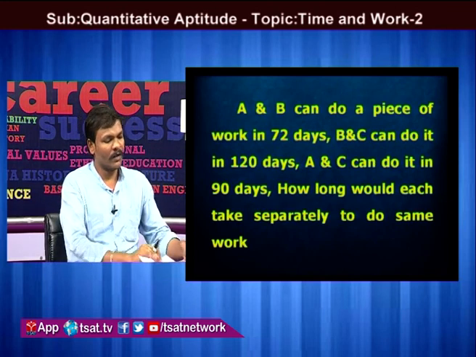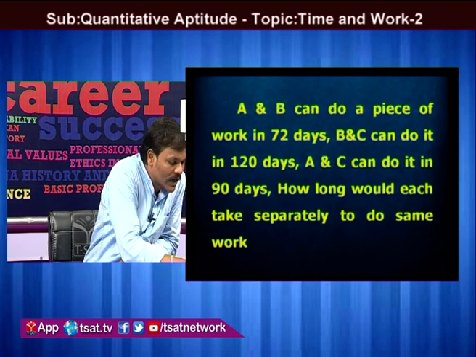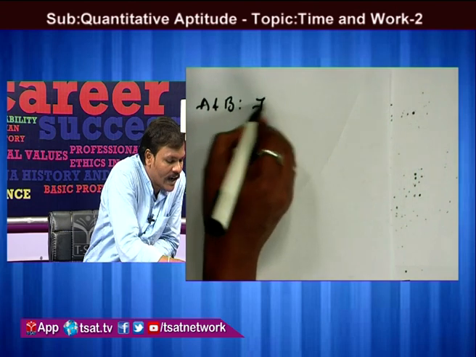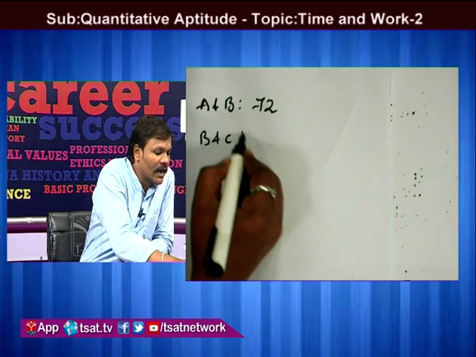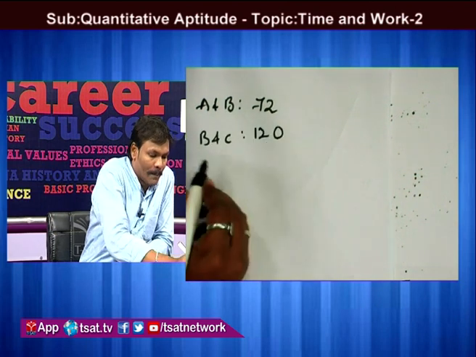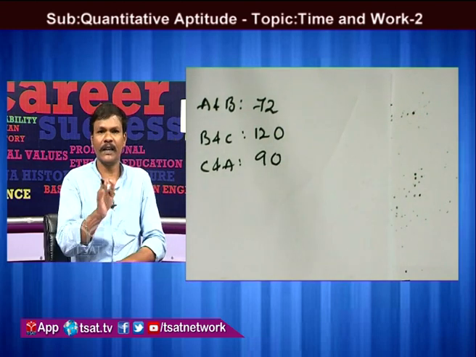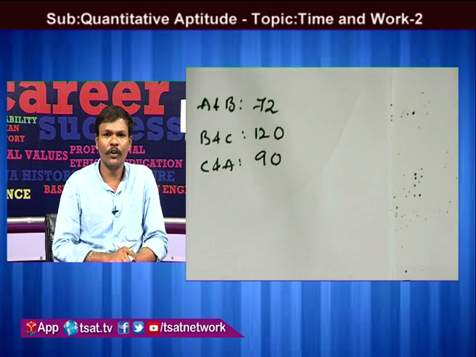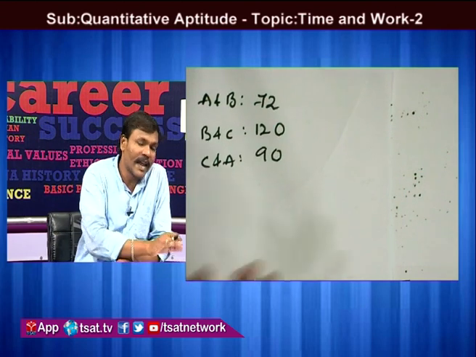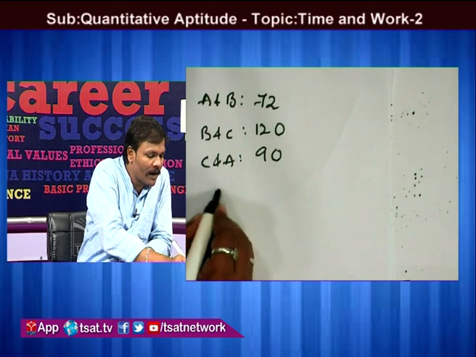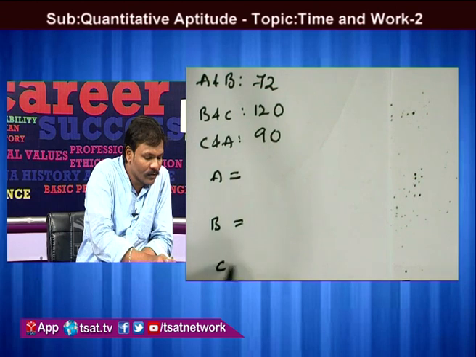First of all, what is the given information? We have the pair values. First is A and B, how many days? 72 days. Second one is B and C, how many days? 120 days. The third one, C and A, how many days? 90 days. Is it clear? A, B, C separately how many days? A alone, B alone, C alone.